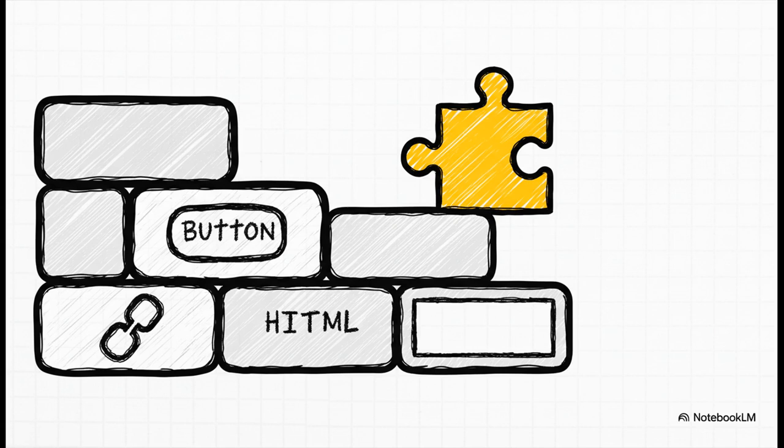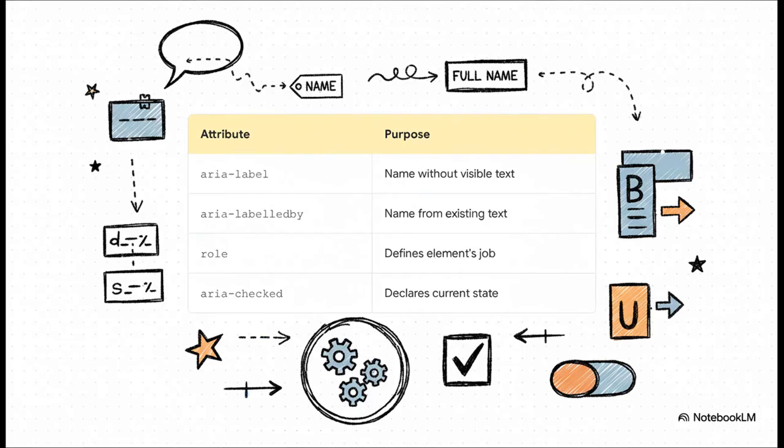Just think of ARIA as a bunch of extra attributes you can sprinkle into your HTML to fill in those accessibility gaps. When standard HTML doesn't quite have what you need to describe your component's name, role, or state, ARIA is your backup plan. Now this little chart here shows some of the key players.